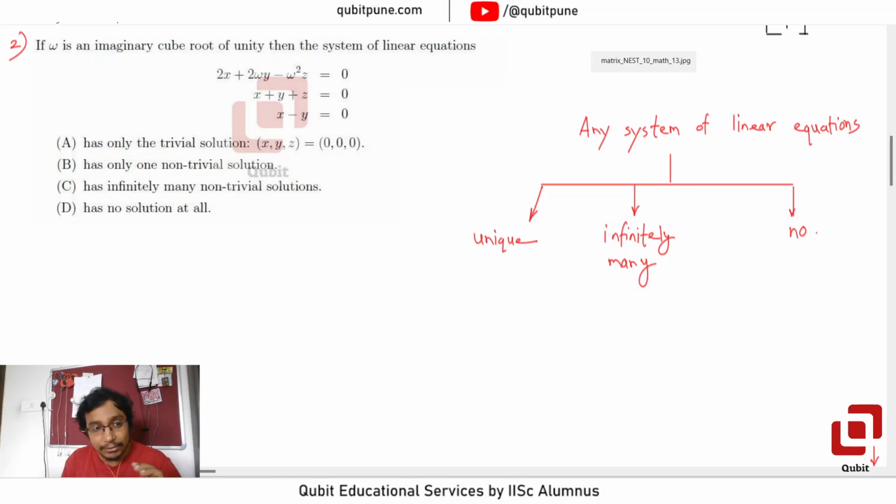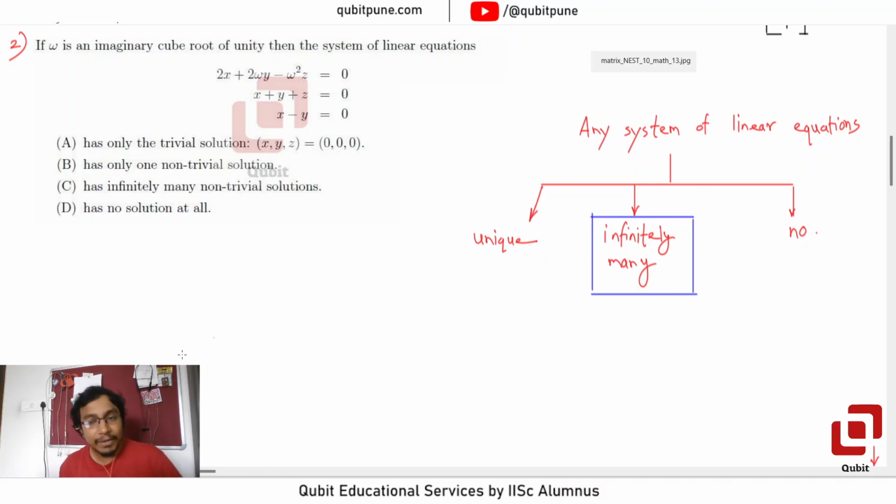Got it? Now students often get confused. They think like a quadratic equation which can have 2 unequal roots, a system of linear equations can also have 2 different solutions. But it automatically implies, due to the property of linearity, that if there are 2 solutions then their combination is also a solution. So it boils down to this case, infinitely many solutions. Now this helps you in eliminating some of these options here.